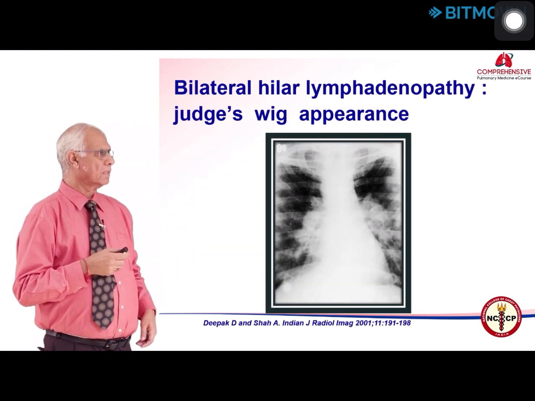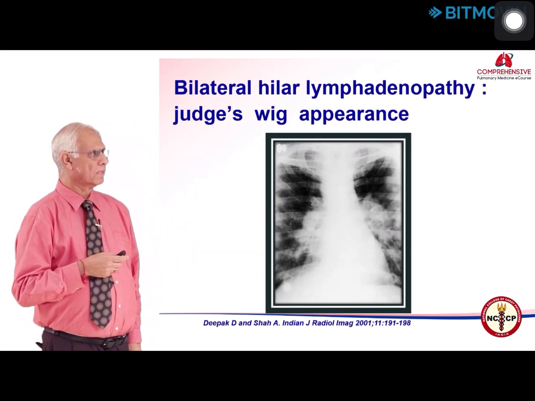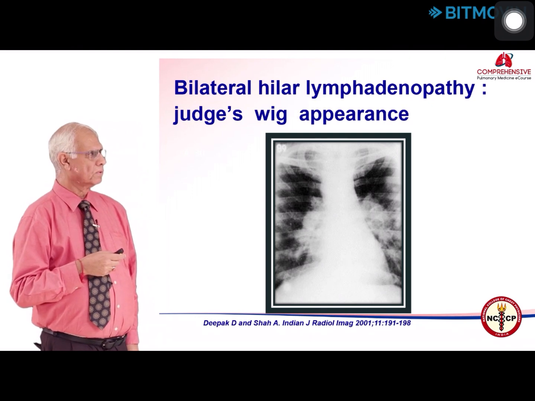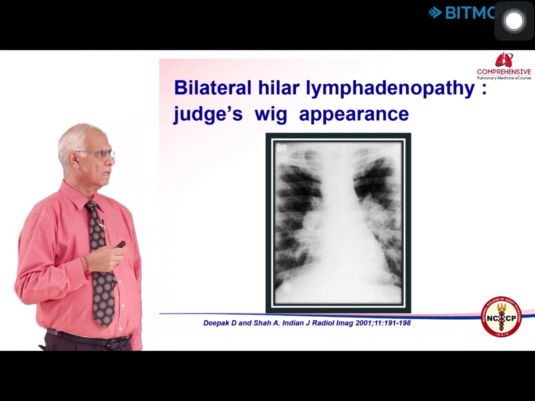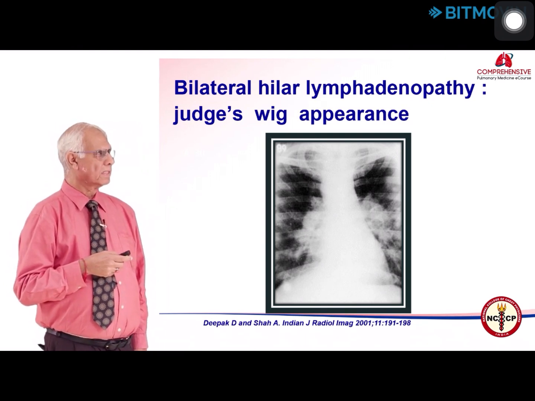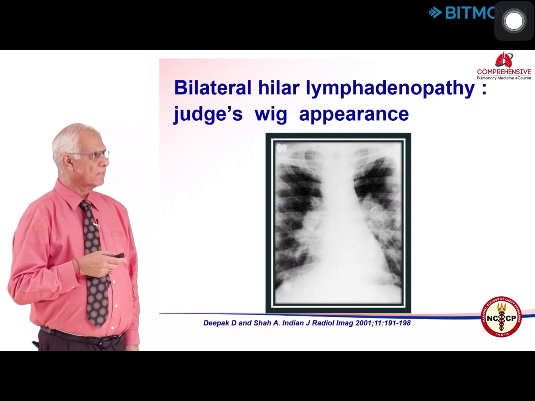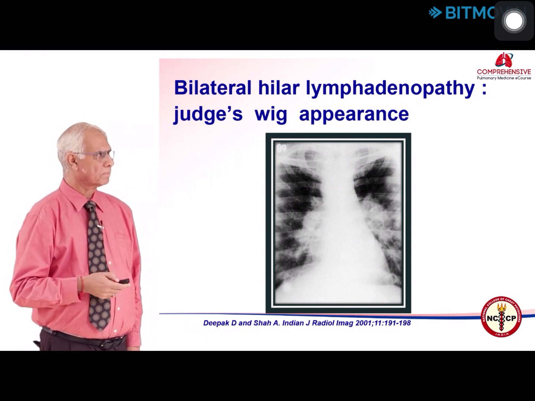And this is the symmetrical disease, a 30-year-old man with Judge's wig appearance. You can see the two huge lymphadenopathies, which look like the wigs that the English judges wear. There is fine reticulation in both the lung fields.